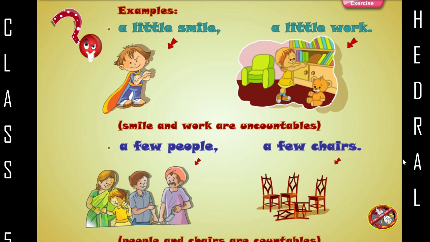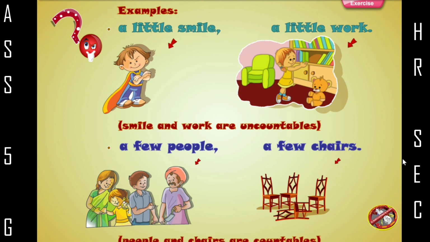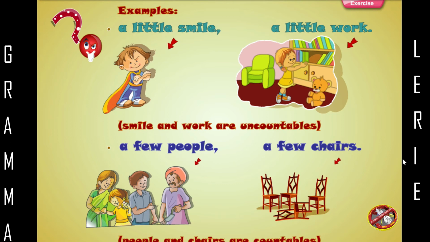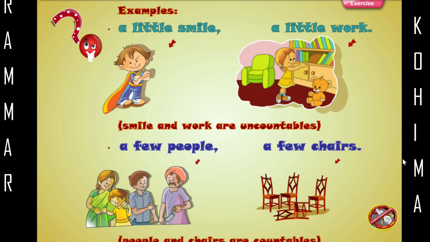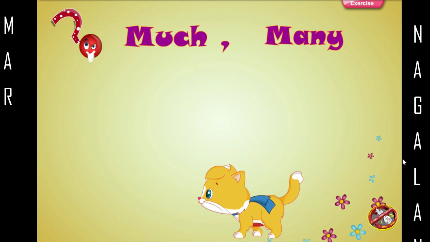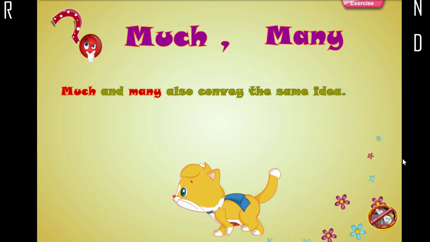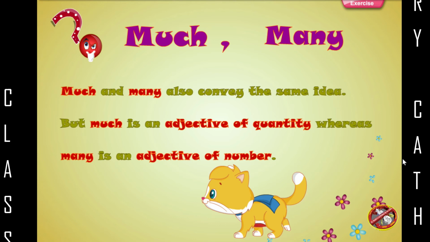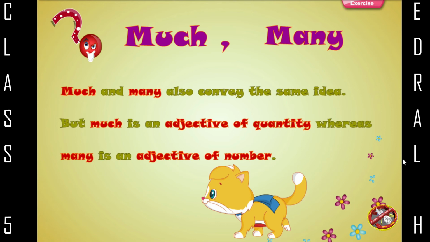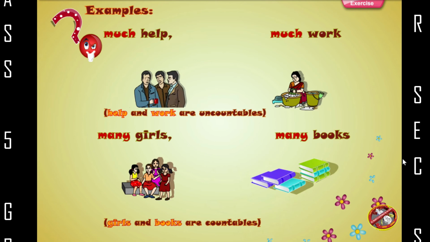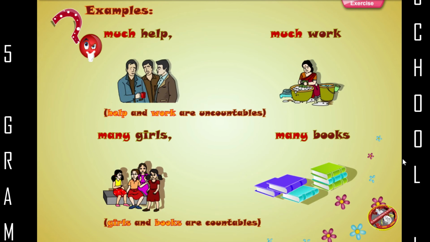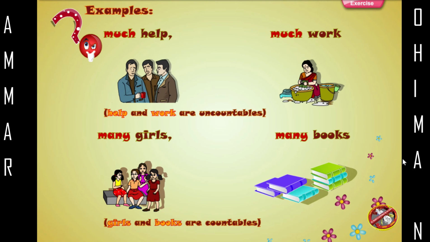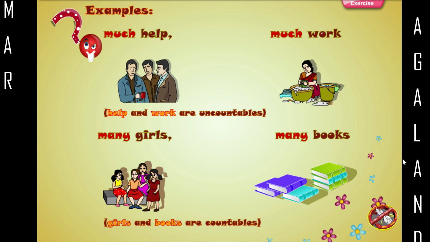Examples: a little smile, a little work. Smile and work are uncountables. A few people, a few chairs. People and chairs are countables. Much, many. Much and many also convey the same idea, but much is an adjective of quantity, whereas many is an adjective of number. Examples: much help, much work. Help and work are uncountables. Many girls, many books. Girls and books are countables.